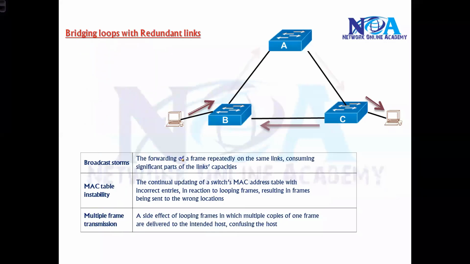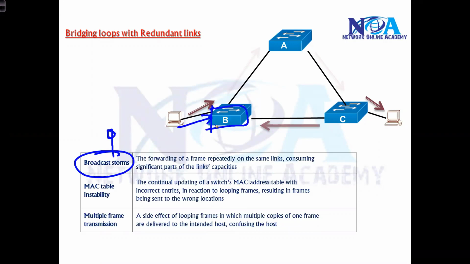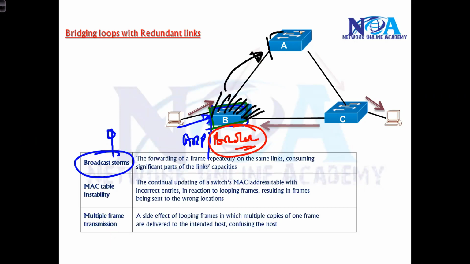Okay, so let me just quickly repeat. Typically it will lead to some problems like broadcast storms. Now the broadcast storms happen when the PC sends a request, typically an ARP request, or when the switch receives a packet, typically a broadcast packet. If the destination MAC address is unknown, it will be sent out of all the interfaces, and also it will go on this particular interface. From there it will go out of all the interfaces.